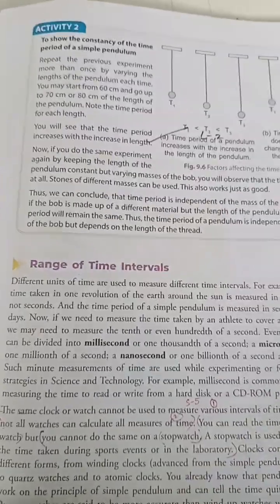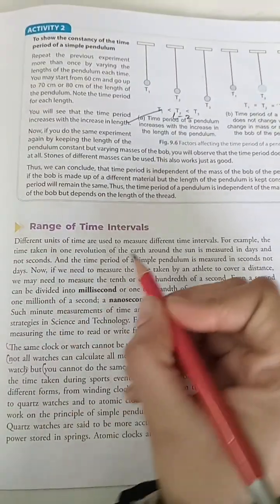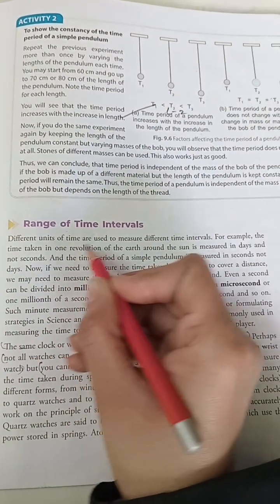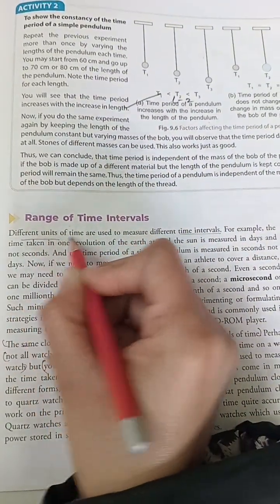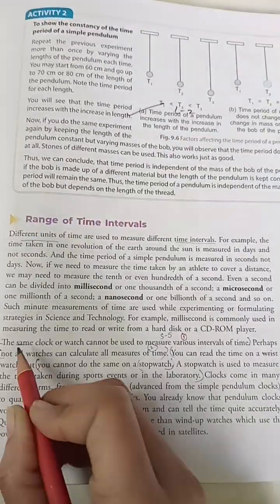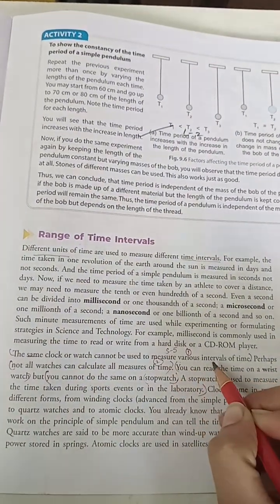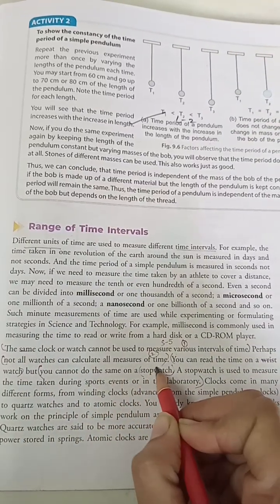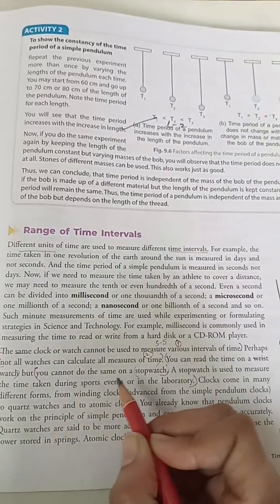Coming to the next, that is the range of time intervals. In the range of time intervals, we have different units of time which are used to measure different time intervals. Okay. Now, the same clock or watch cannot be used to measure various intervals of time. Perhaps not all watches can measure all intervals of time. For example, a stopwatch.